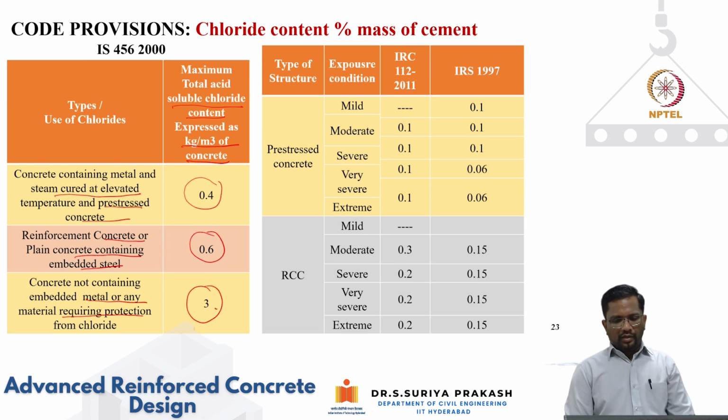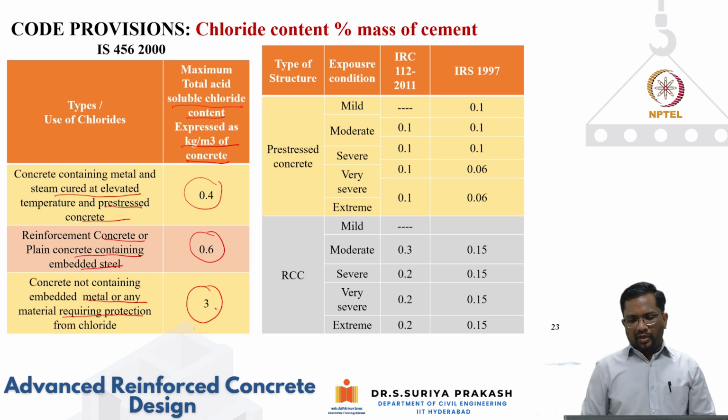And similarly, IRC provisions and IRS provisions also give you the chloride content as a percentage of mass of cement, and these values are specified here, and you can see here for pre-stressed concrete it is only 0.1 percentage as the mass of cement as the allowable chloride that is soluble in acid.